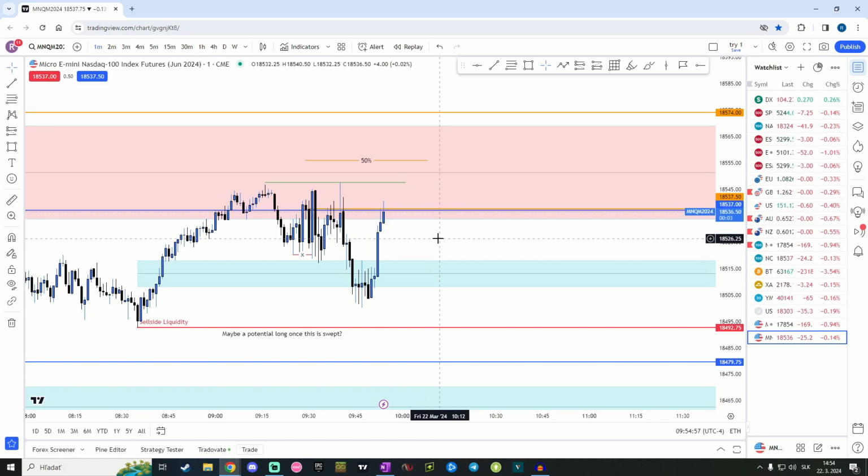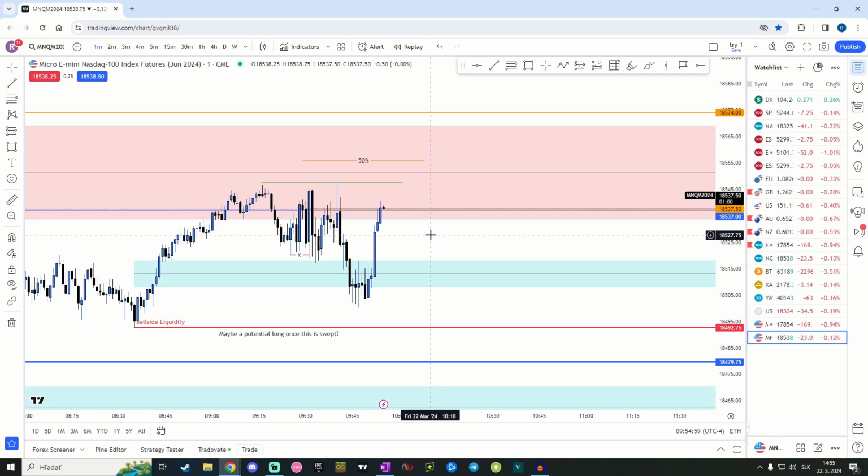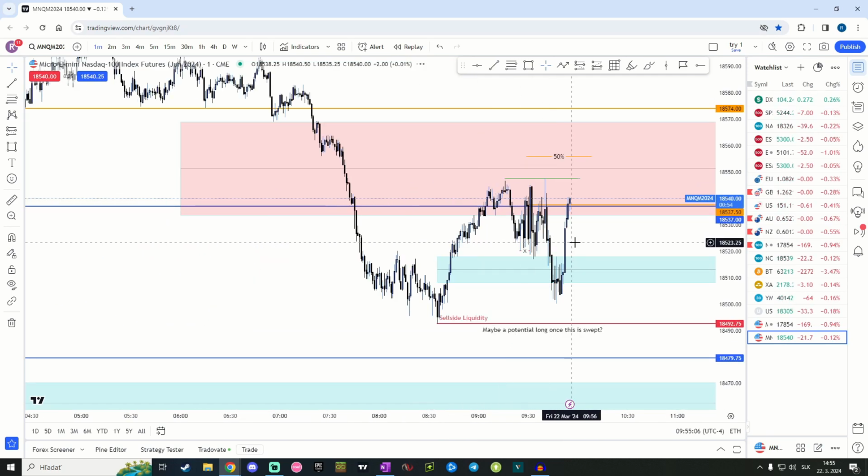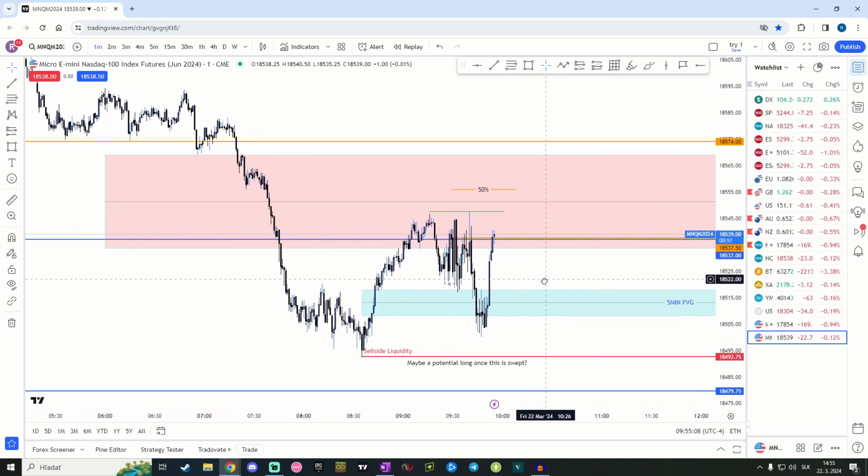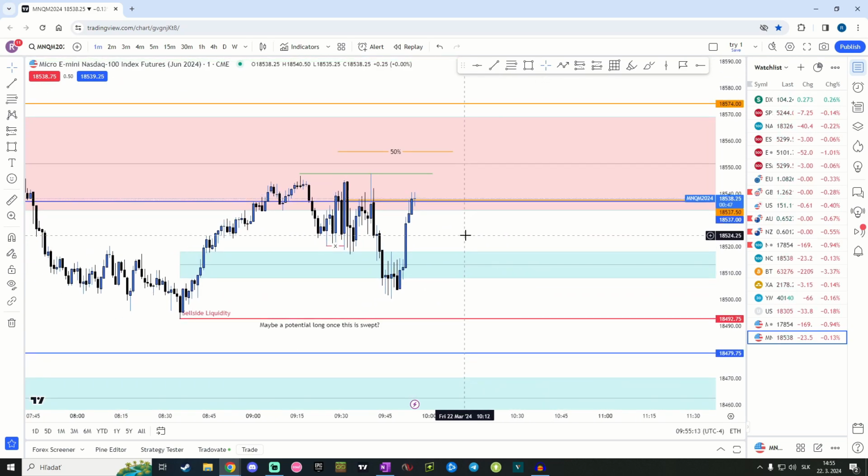So for now, I'm just still reviewing what's happening. We can probably expect the market go higher. But I'm not sure if still it will respect this 1 hour fair value gap. For now, I'll just review the price. If I see anything notable, I will mention it. But for now, let's just review what's happening.